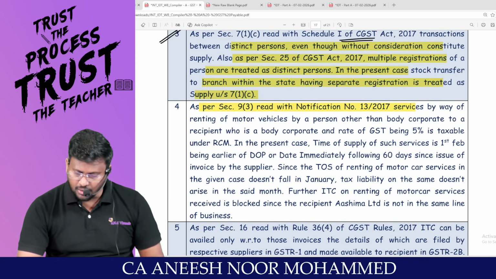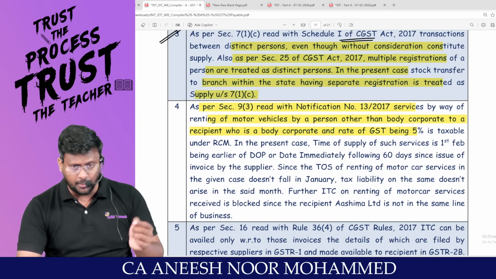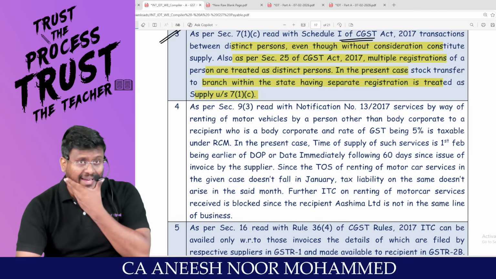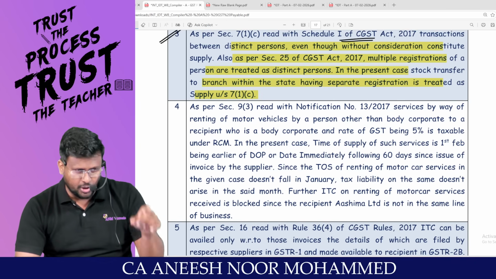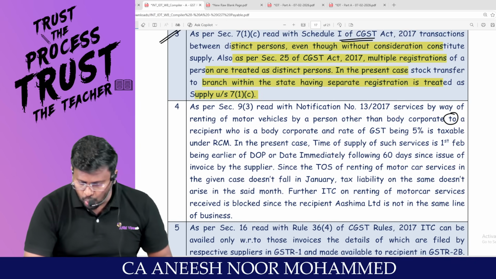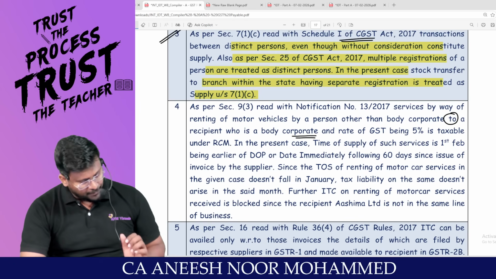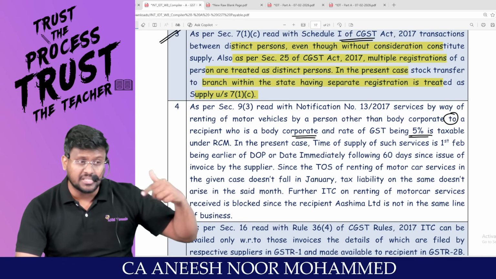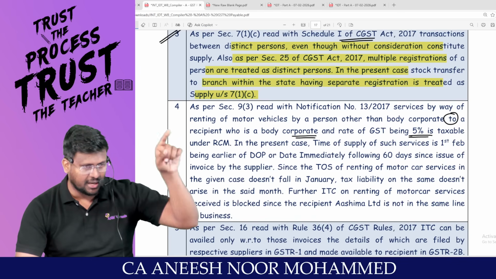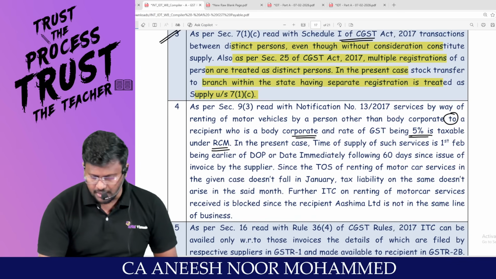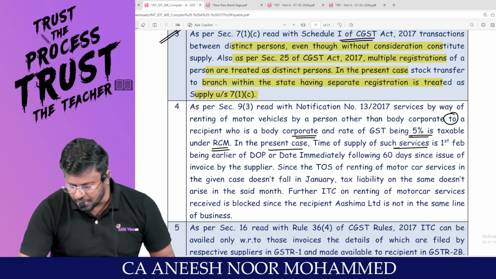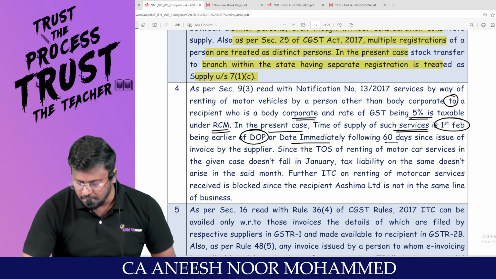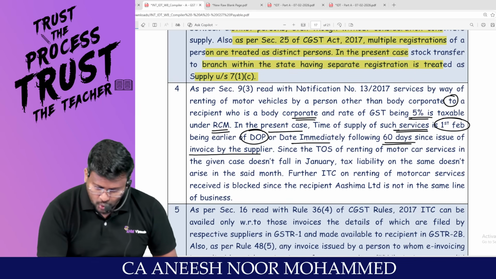As per 9.3, 9966 is RCM, read with the notification: service by way of renting of motor vehicle by a person other than a body corporate. That's what we have checked, sir, whether the supplier of the motor vehicles is other than a body corporate. Yes. To a recipient who is a body corporate. Yes, the recipient is. The rate of GST being 5% because at 12% RCM itself will not be applicable, always FCM. Are you able to appreciate? It is taxable under RCM. In the present case, time of supply of such service is 1st February, being the date of payment or the date immediately following 60 days since the issue of invoice by the supplier.